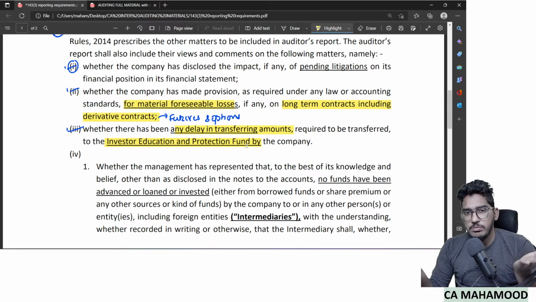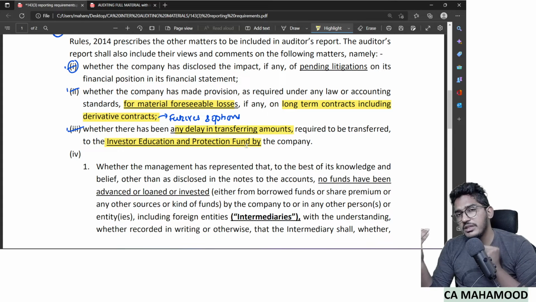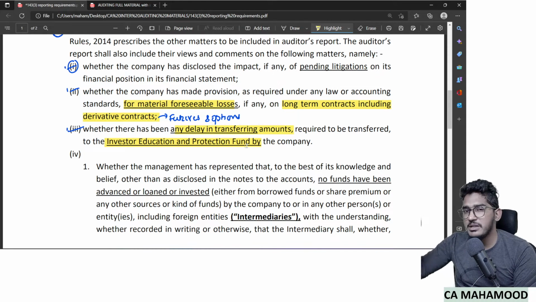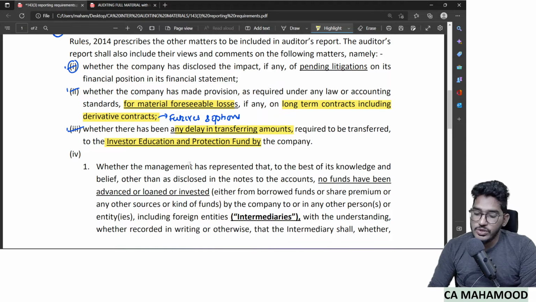Similarly, debentures are matured, but no debenture holder is coming and collecting it. It will remain with the company in a separate bank account for a certain period of time. After that, that money will also be transferred to IEPF. Under various sections of the Companies Act, they have clearly mentioned different sums of money which are required to be transferred to IEPF, and for each sum there will be a due date within which the money should be transferred. As an auditor, what I am asked to check is whether there has been any delay in transferring the amounts required to be transferred to the Investor Education Protection Fund.